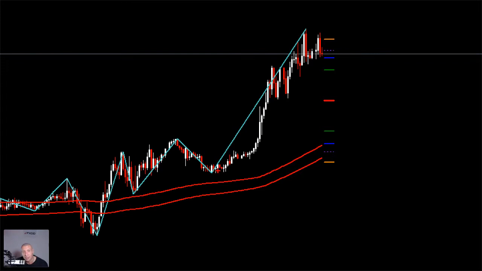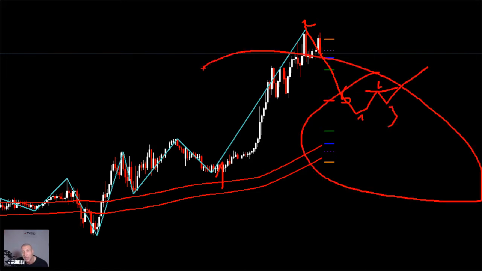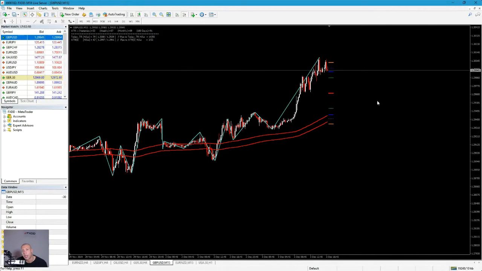Okay, so this is point 1. If this is point 2, then the price should make a correction. Point 3 is correction. Okay, then a new wave to the upside with point 1, point 2, point 3 breakout. This is what I want to see. Correction, then 1, 2, 3 pattern. I will buy this. GBP dollar has a bigger potential.